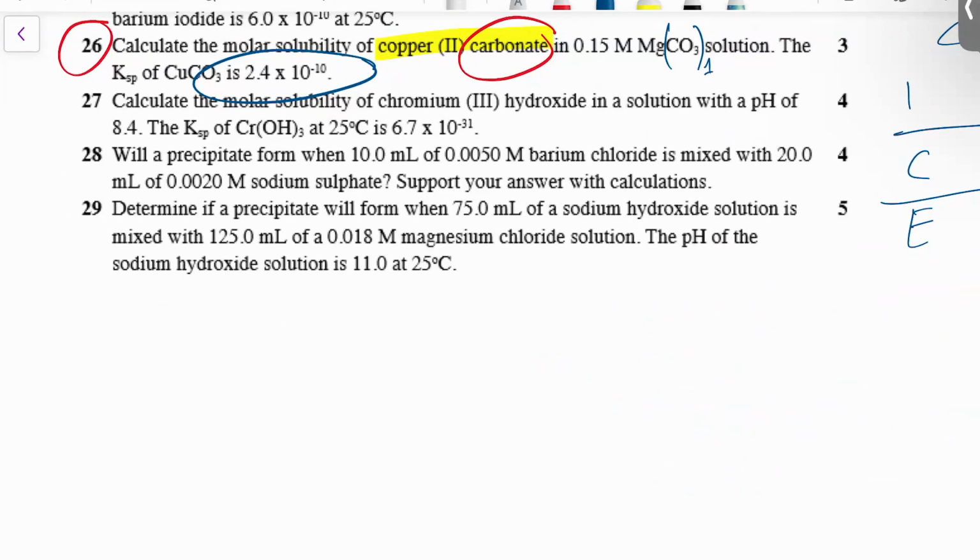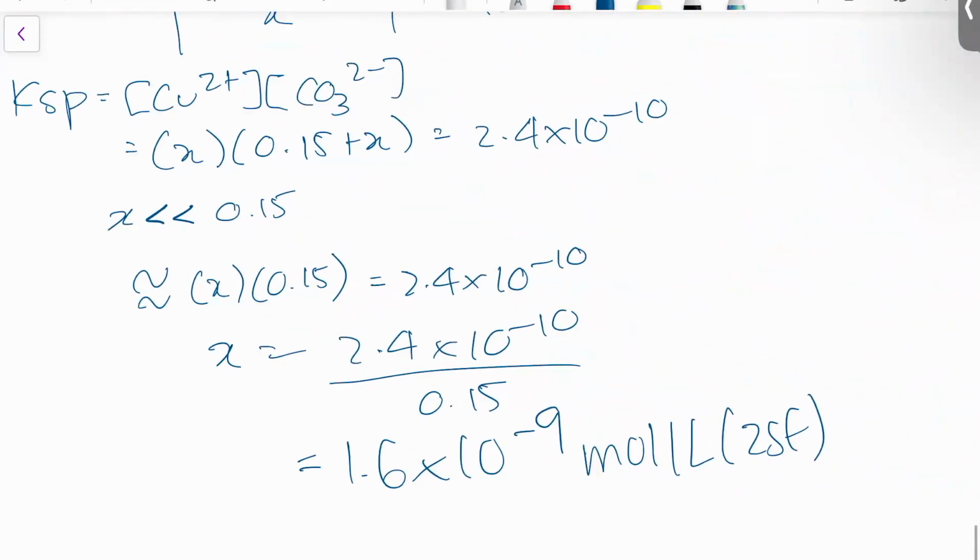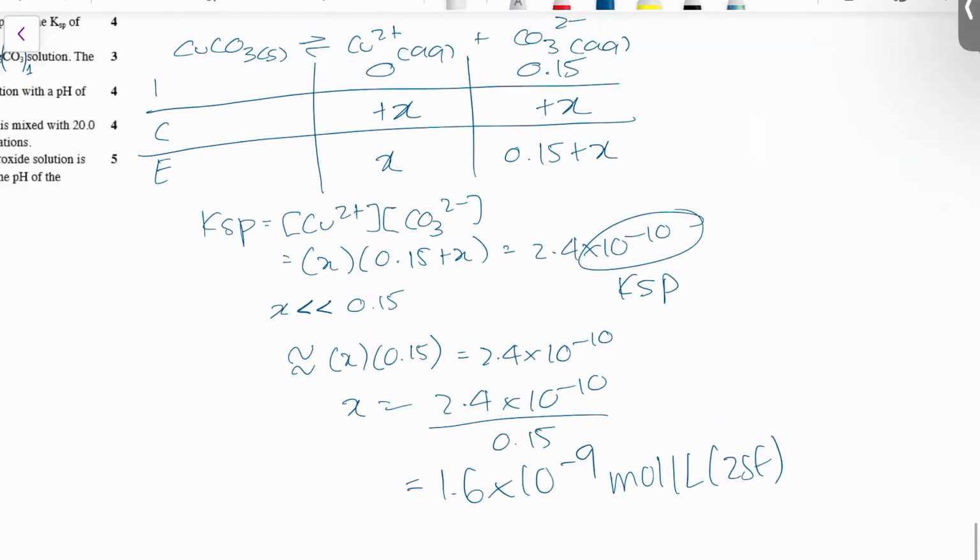If we were asked why we made that assumption, what would we say? You would say that KSP is a really small number. It has a magnitude of 10 to the minus 10. So then KSP is a function of x. So then if KSP is really small, then x is going to be a really small number as well. So KSP, very small. So you can assume that the numbers that go into making KSP are also very small.